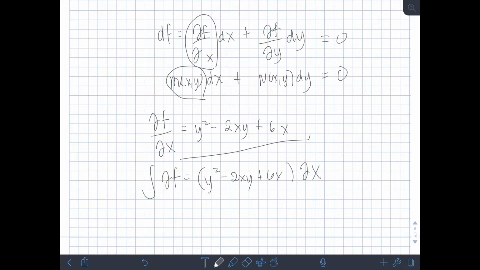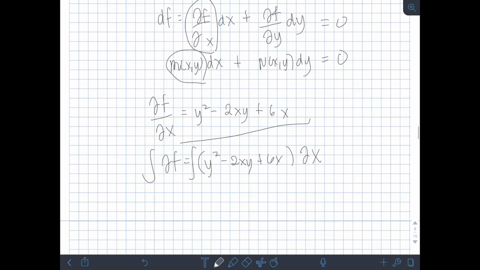Then, integrate both sides with respect to x. The integral of df is simply f, equal to the integral of this. We treat y as constant this time, so in the integral of y squared, y squared is constant. So y squared multiplied by the integral of dx is x.